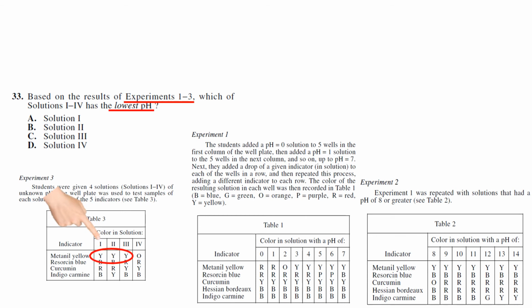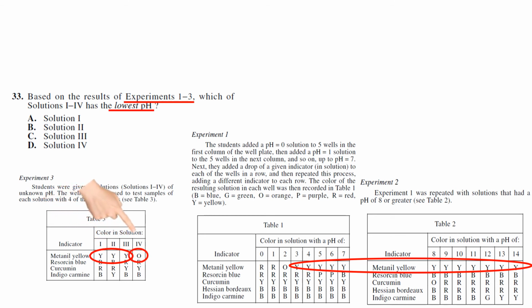So we see 1, 2, and 3 are yellow, and we look over at our indicators in experiments 1 and 2, it's yellow all the way from 3 to 14. But then orange in solution 4 is at a pH of 2. So we know now that orange is the lowest pH, so solution 4 has the lowest pH. It's a little bit of a tricky question on a timed test. Might take you a minute to figure that one out.